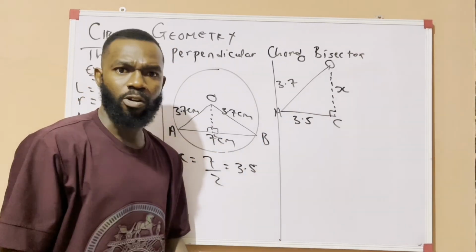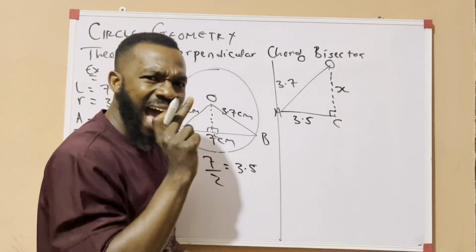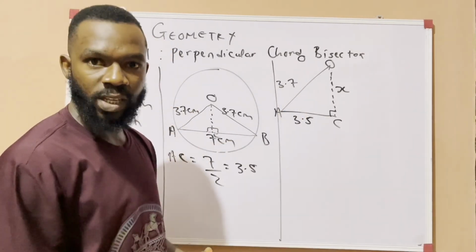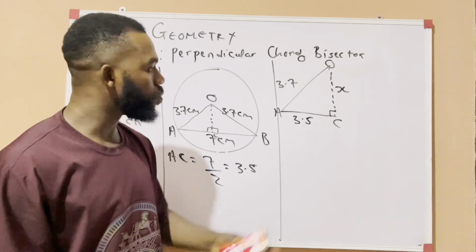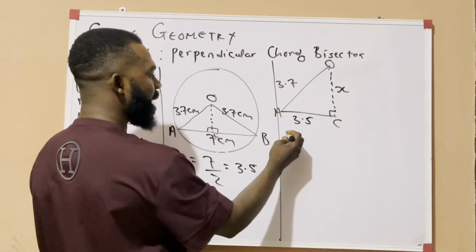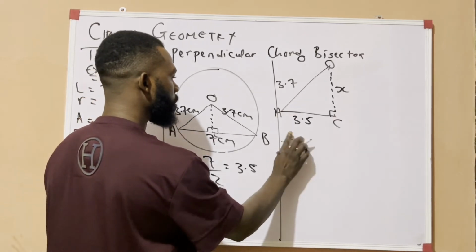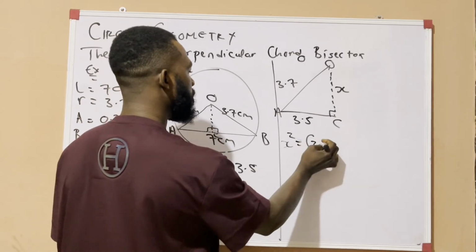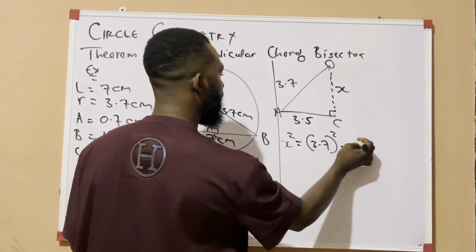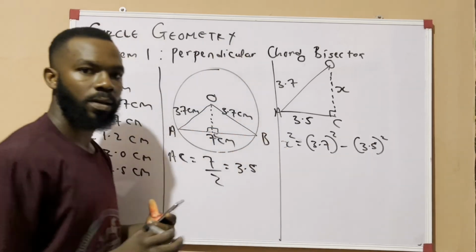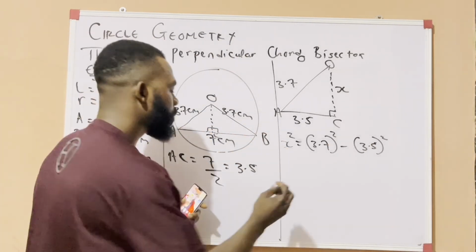So here, we are told to find the third side. And according to Pythagoras, you only add when you are looking for the hypotenuse. But of course, the hypotenuse was given as 3.7. So what are we going to do? We are going to subtract. So now, here becomes x squared is equal to 3.7 squared minus 3.5 squared. Okay, now let's proceed.